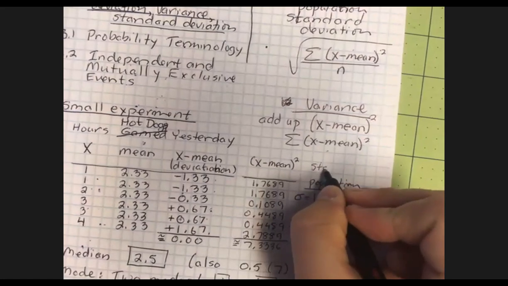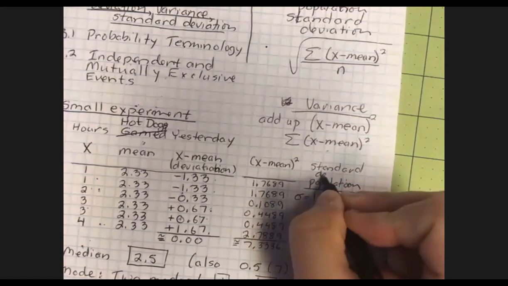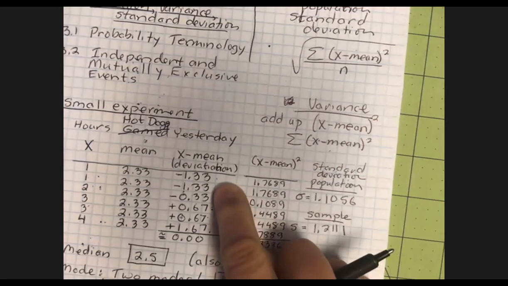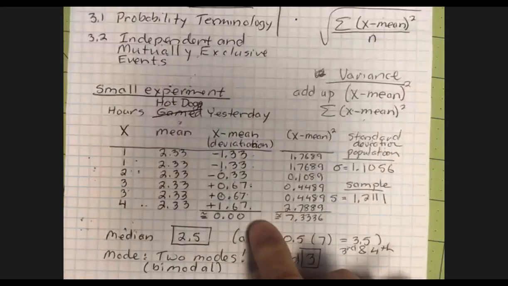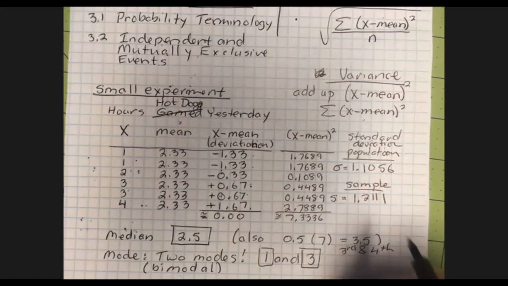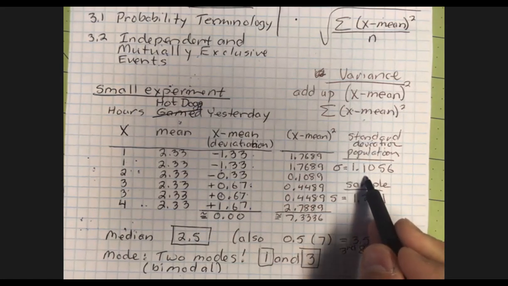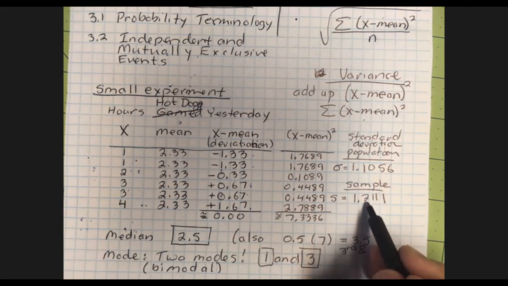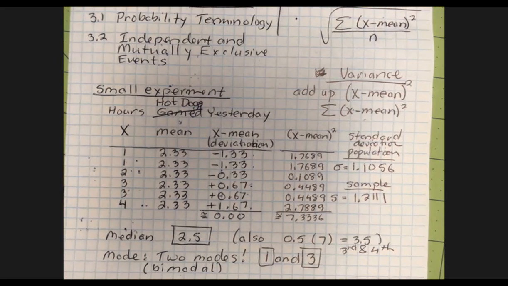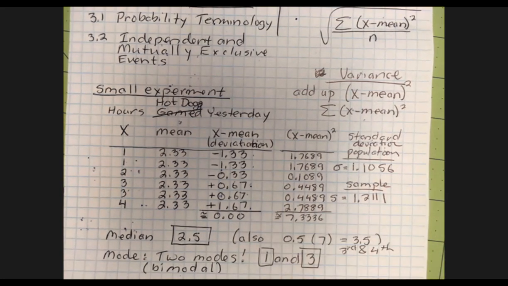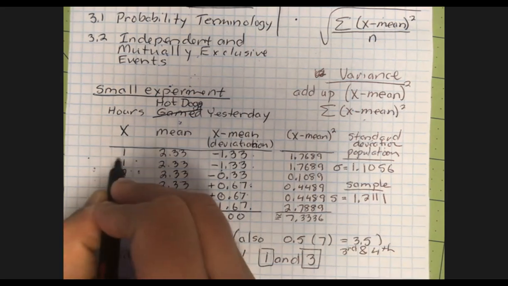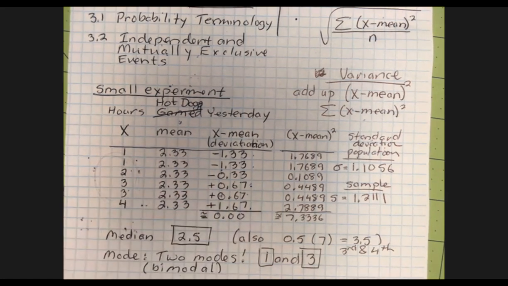So what does the standard deviation tell you? It's not the deviation, because the deviation, you can't take the average of. The deviation of all your friends from the middle was zero. But the standard deviation tells you about how much most of your friends are from the middle. Now remember, the middle was 2.33. So standard deviation, let's subtract the sample, 1.2 from 2.3. Then I get 1.1. Or I get, if I add, 3.5. So most of your friends are between 1 and 3.5 hot dogs eaten yesterday. Not all your friends. Most of your friends.